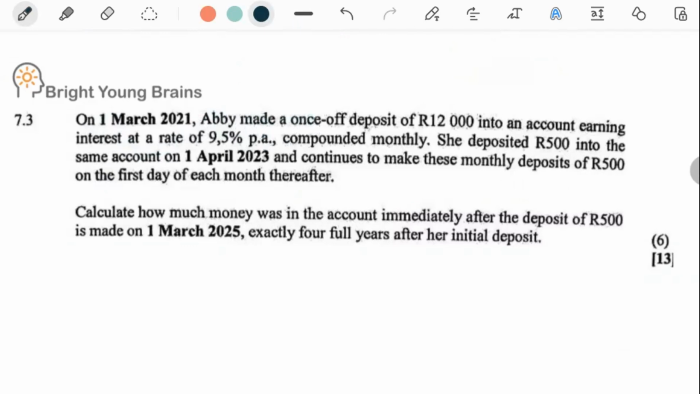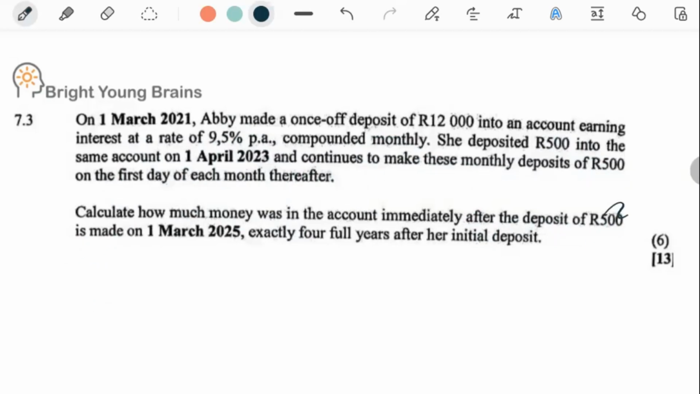Moving on, it says, on 1 March 2021, Abby made a once-off deposit of 12,000 Rand into an account earning interest at a rate of 9.5% per annum compounded monthly. She deposited 500 into the same account on 1 April 2023 and continued to make these monthly deposits of 500 on the first of each month thereafter. Calculate how much money was in the account immediately after the deposit of 500.